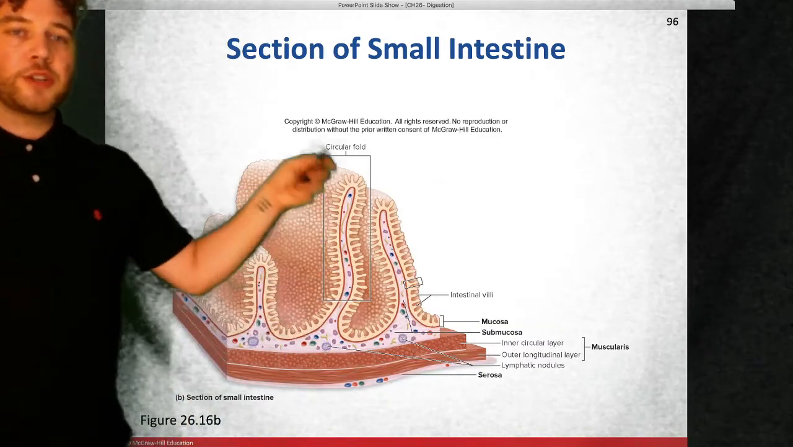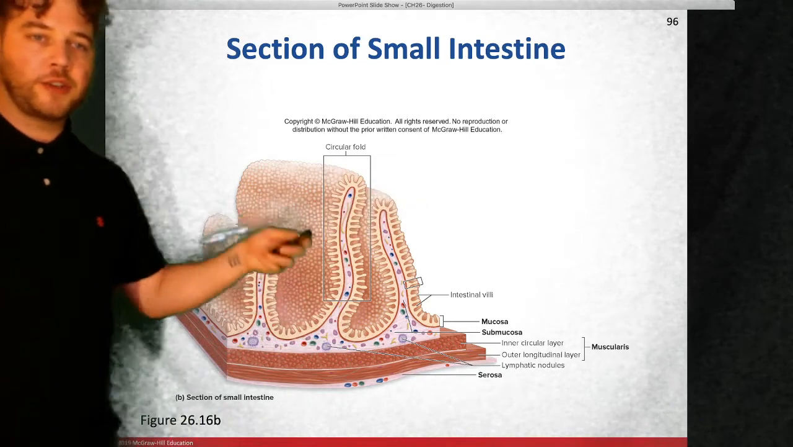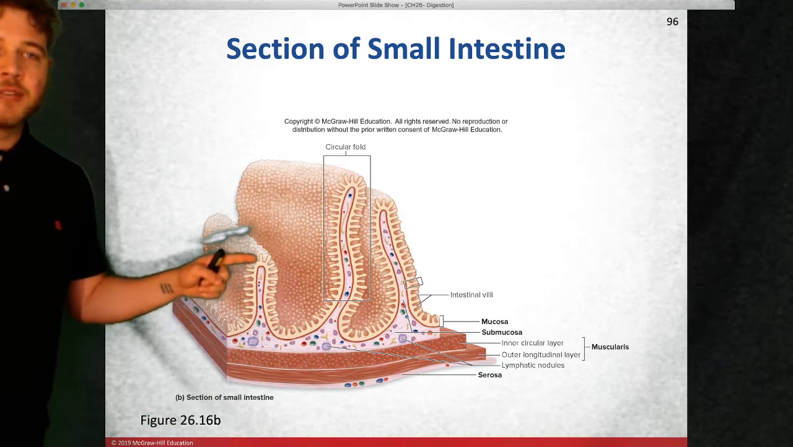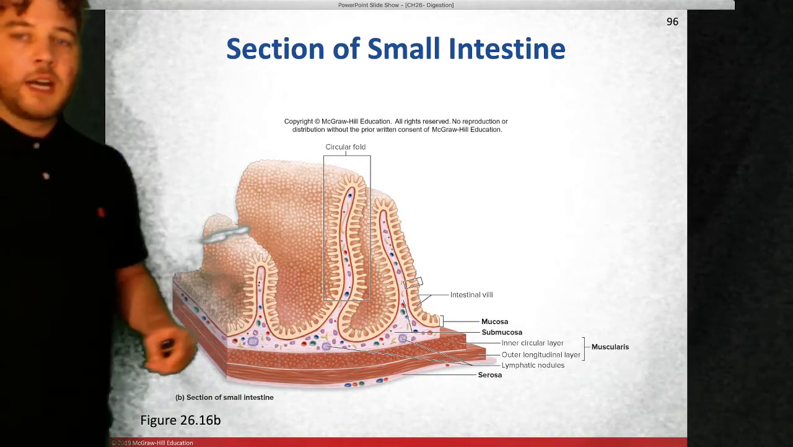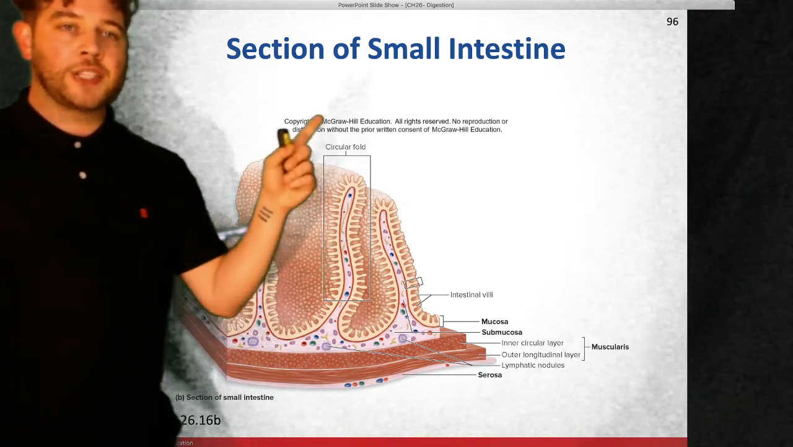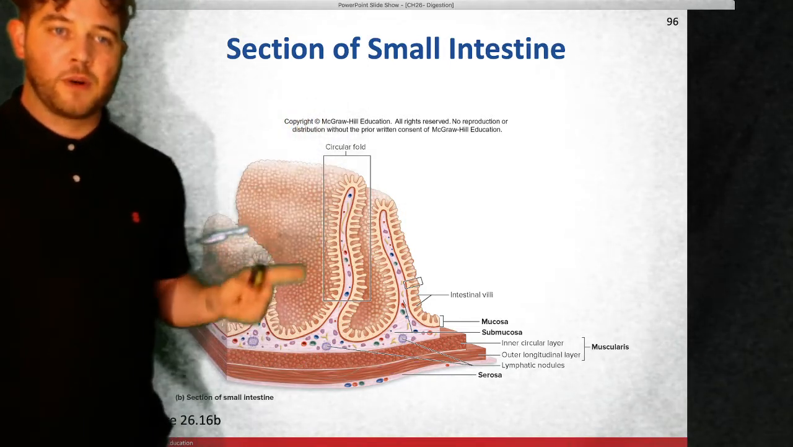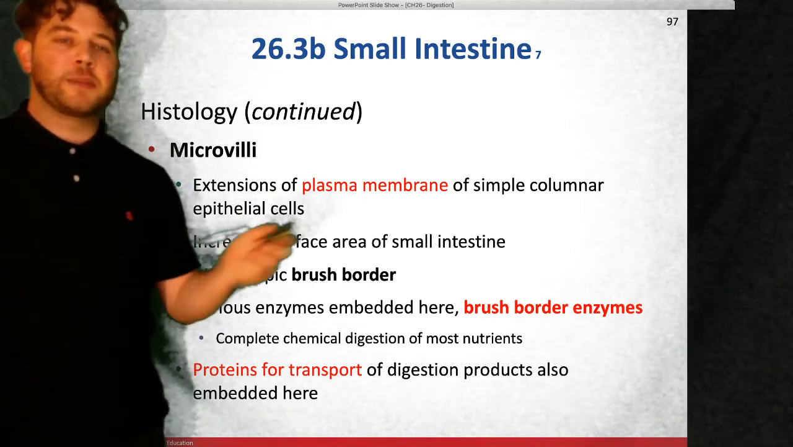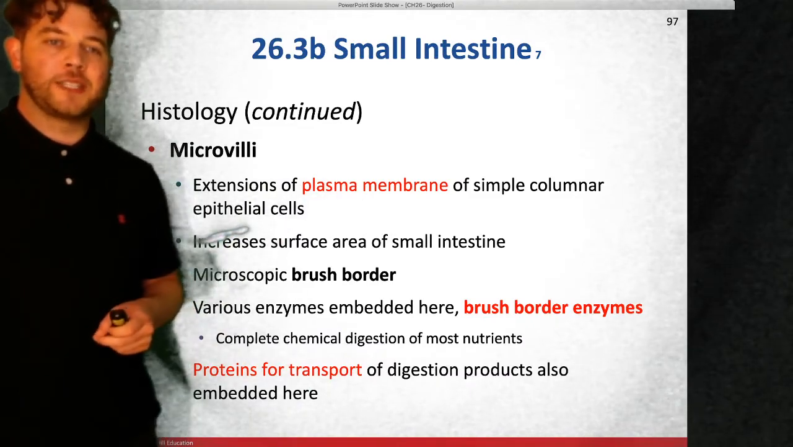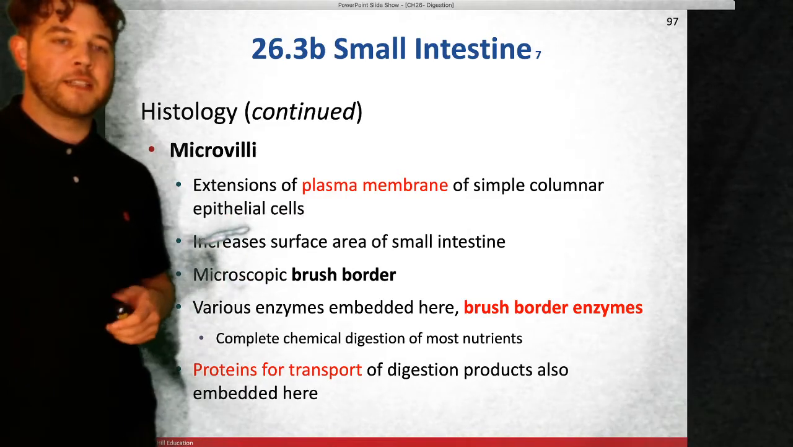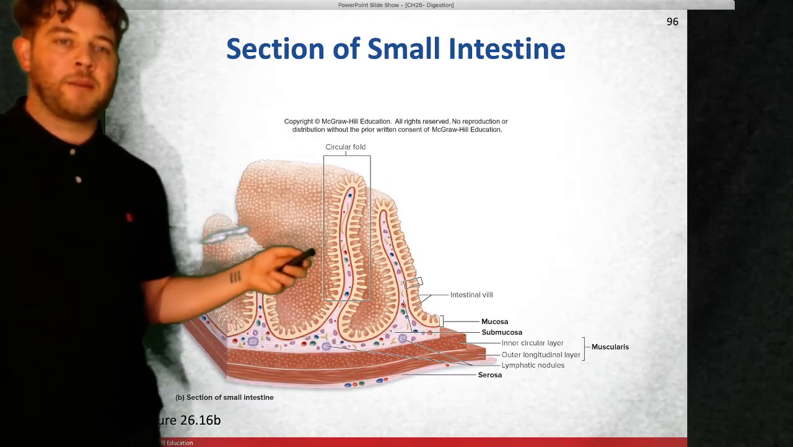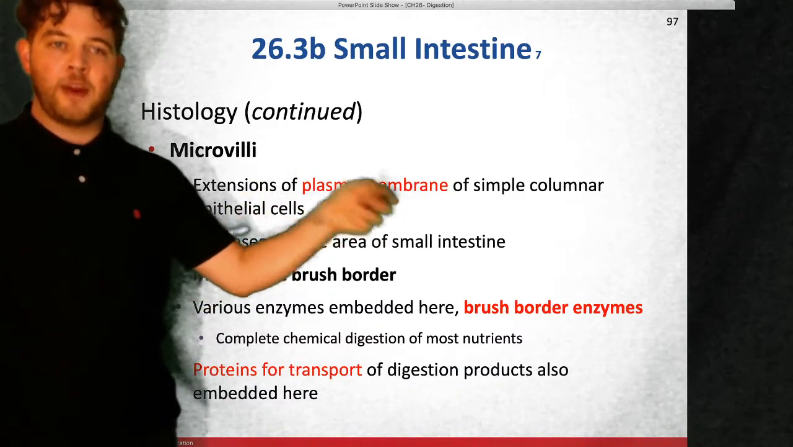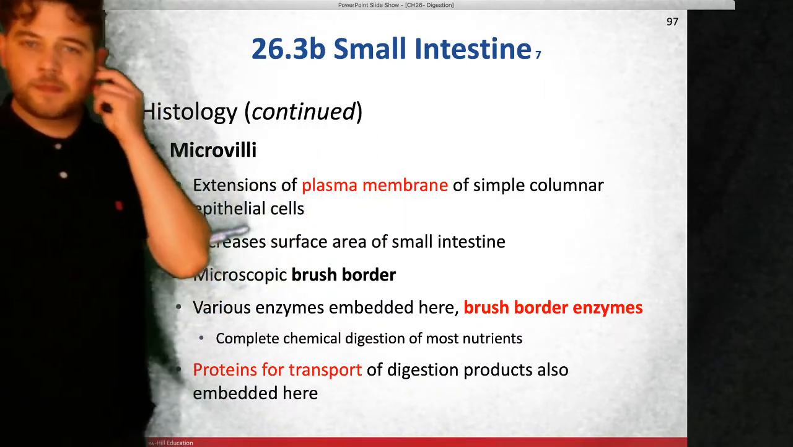So here is a circular fold. These are 3 circular folds. On each circular fold, you can see the villi, or the villus, rather, is one of those. And then we'll see that on the villi, they actually have microvilli, so they have even more surface area. These are extensions of the plasma membrane of the simple columnar epithelial cells, increasing the surface area of the small intestine. So when we're talking about the villi, we're talking about extensions of the mucosa. When we're talking about the microvilli, we're talking about the plasma membrane of those epithelial cells.